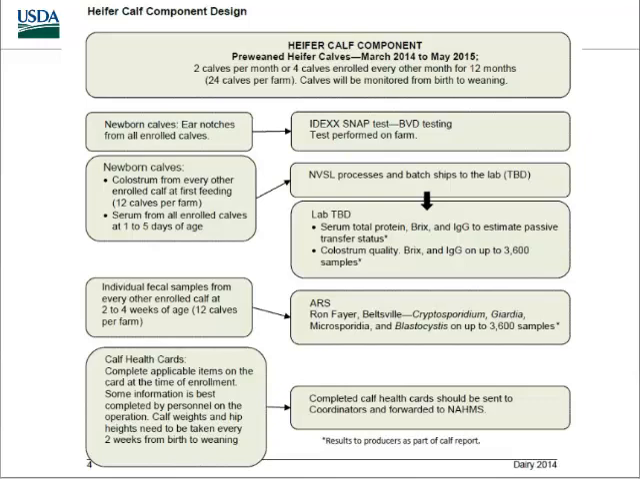Okay. The next thing is the calf health card, and that probably should have been on top of this list because that's really recording all the information about the calf that occurs from the time of calving through weaning, and we'll go through that in a little bit more detail in a minute.